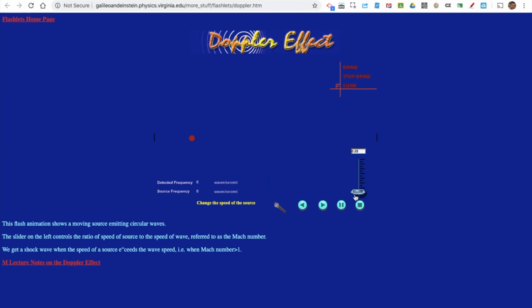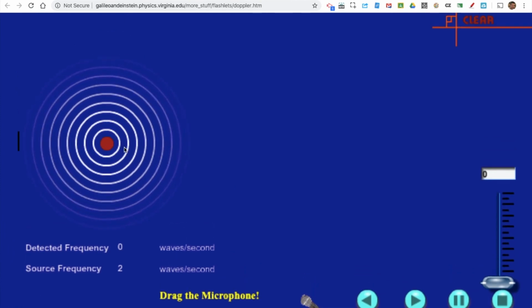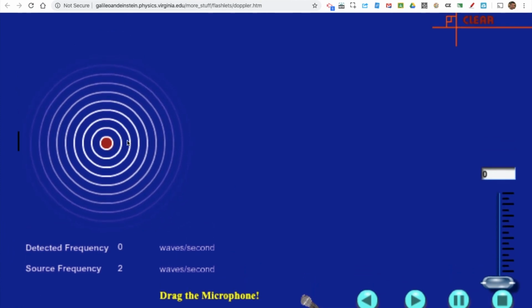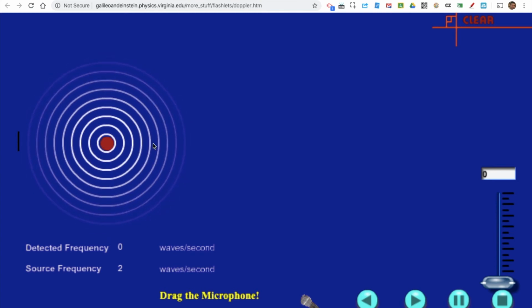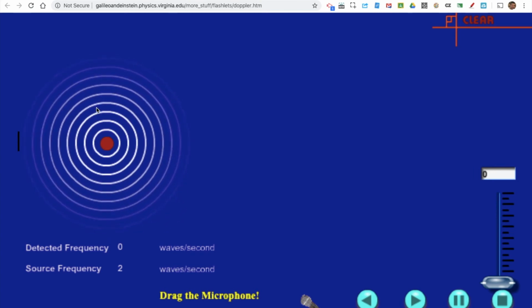So if I just start to play this, well, it's not moving. You can notice that, again, the waves are equally spaced. If I'm at this arrow over here, I get the same frequency of waves as if I'm over here, or if I'm over here.